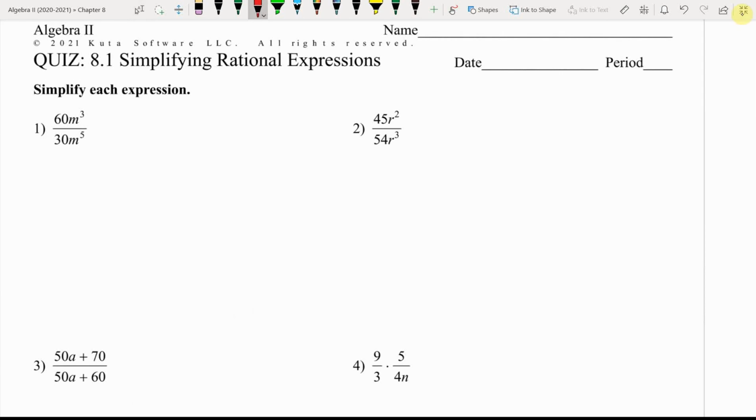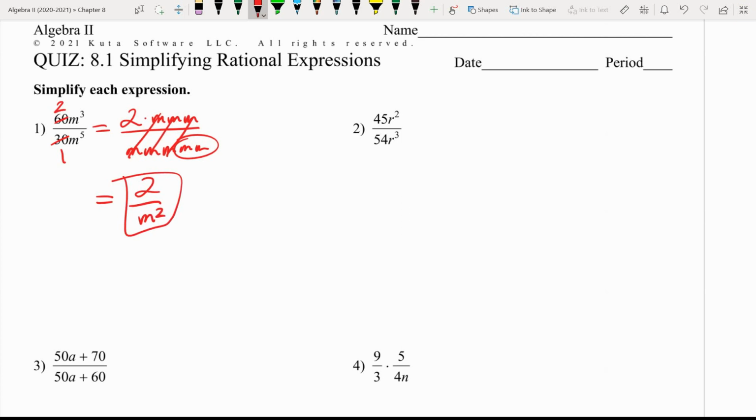As first problem, you've got 60 divided by 30, so just looking at the numbers, those cancel to 2 and 1. And in terms of the m's, if I wrote this out, there would be 3 m's on top, 5 m's on the bottom. You can cancel out 1, 2, 3. And you have 2 left on the bottom, so 2 over m squared. It's one way to look at it, or you can just subtract. 5 minus 3 is 2.